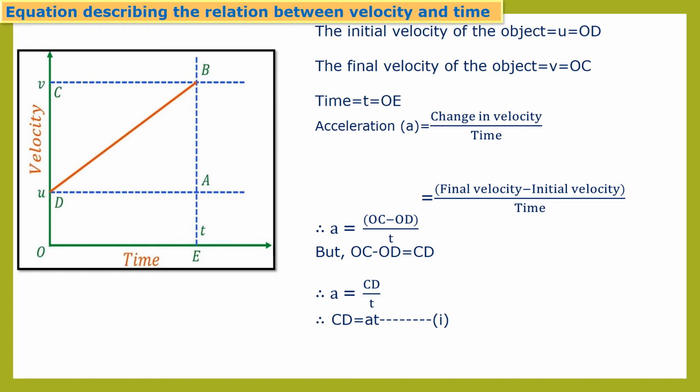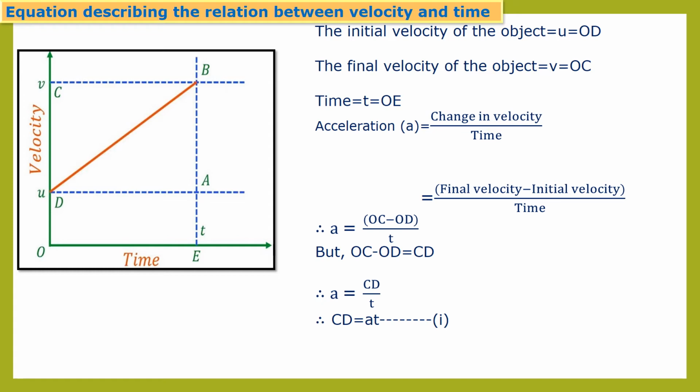Now let us consider the formula for acceleration. Acceleration a is equal to change in velocity upon time. Change in velocity means final velocity minus initial velocity. So a is equal to final velocity OC minus initial velocity OD, upon t.